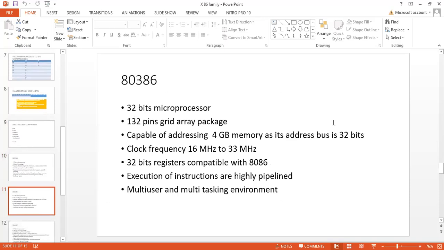80386 is 32-bit, 32-bit address, so 4 GB memory, 132 pin grid array package. Then 33 megahertz clock frequency. Then basically it is a multi-user and multitasking system. Okay. So basically in memory management mode, paging comes and non-paging also exists in it. Then basically virtual addresses are there. So all those features you can write if you want, otherwise these are the points which are also enough.